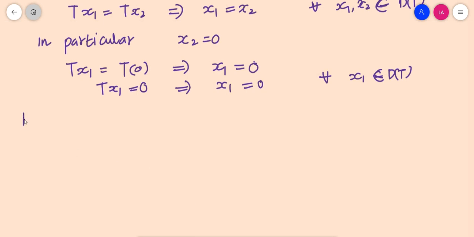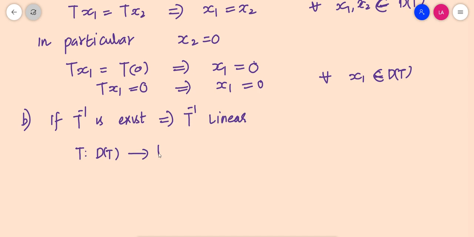Now move on to the second problem, B. Secondly, we have to prove that if T inverse exists, then it is linear. So T is a linear transformation from D of T to R of T, and T inverse is a transformation from R of T to D of T. We have to prove that T inverse is linear.